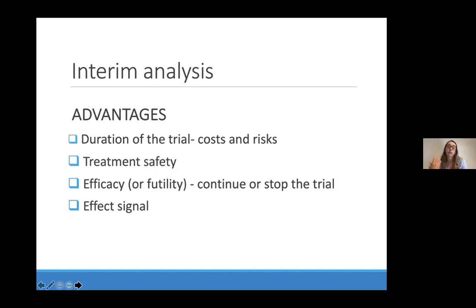So an interim analysis can shorten the duration of a trial, and can show if the treatment is safe before we finish the total sample collection, right? It can tell us if that drug is efficacious or not, meaning futility, and decide if we continue or stop the trial, and can give us a better effect signal. As we discussed yesterday, some interim analyses are designed to reassess the sample size of the trial.